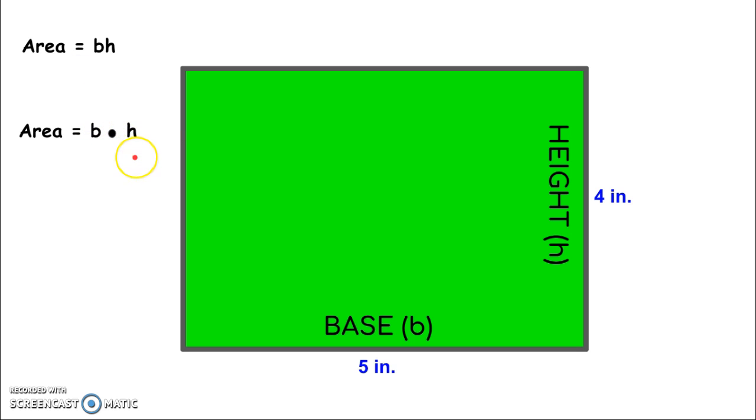Now we're going to plug in our numbers. If we look at this green rectangle, I want you to think in your head which one's the base and which one's the height. We're going to put the numbers in the spot of the variables. So now we have area equals 5 times 4. Now we simply multiply those together. So the area is going to equal 20 square inches.